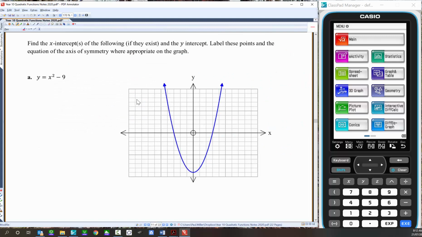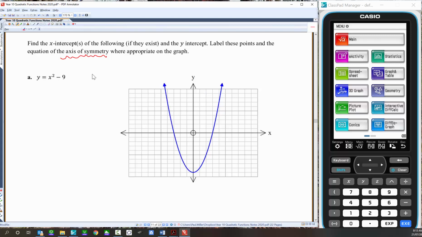All right, let's try it with this one here. Find the x-intercepts of the following, if they exist, and the y-intercept. Label these points and the equation of the axis of symmetry where appropriate on the graph. We're going to worry about the axis of symmetry a little bit later. Well, no, actually, let's do it. So let's start this up.